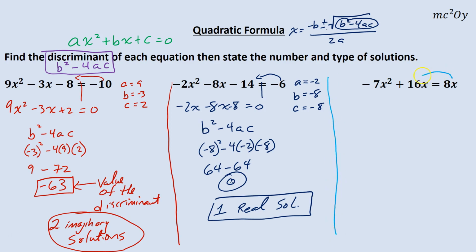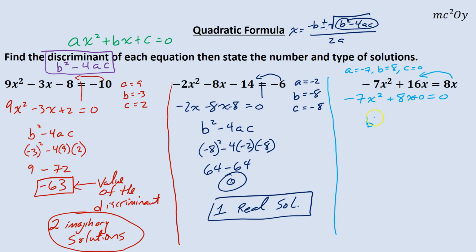In this case, I'm going to move that 8x over again. So -7x squared. And now I have 16 minus 8x, which is plus 8x. And that's equal to 0. And so when I list my A, B, and C on this one, A equals -7. B equals 8. Well, C, notice there's nothing back here, so it would be like having a plus 0 right there. So C equals 0.